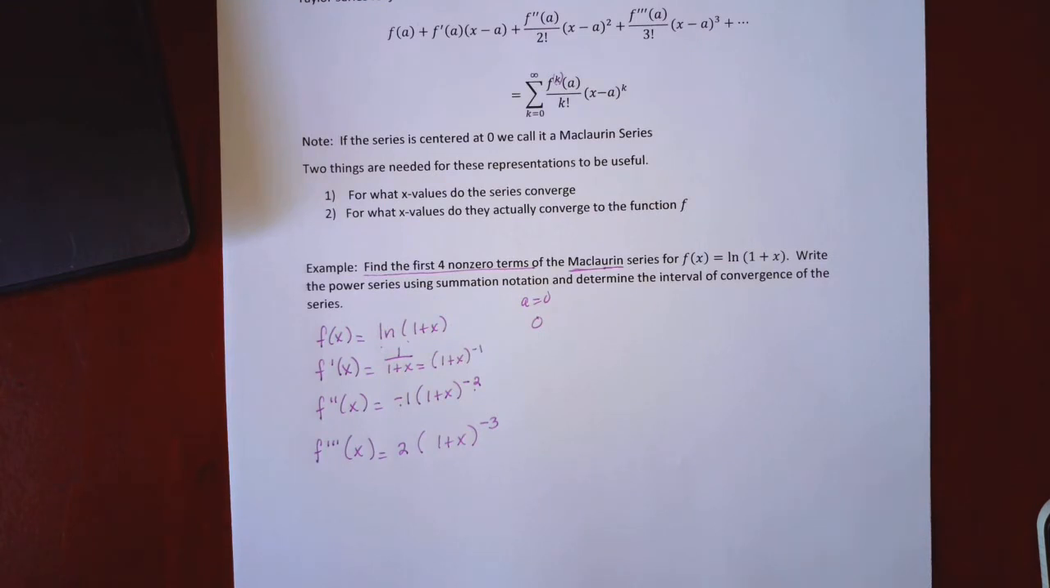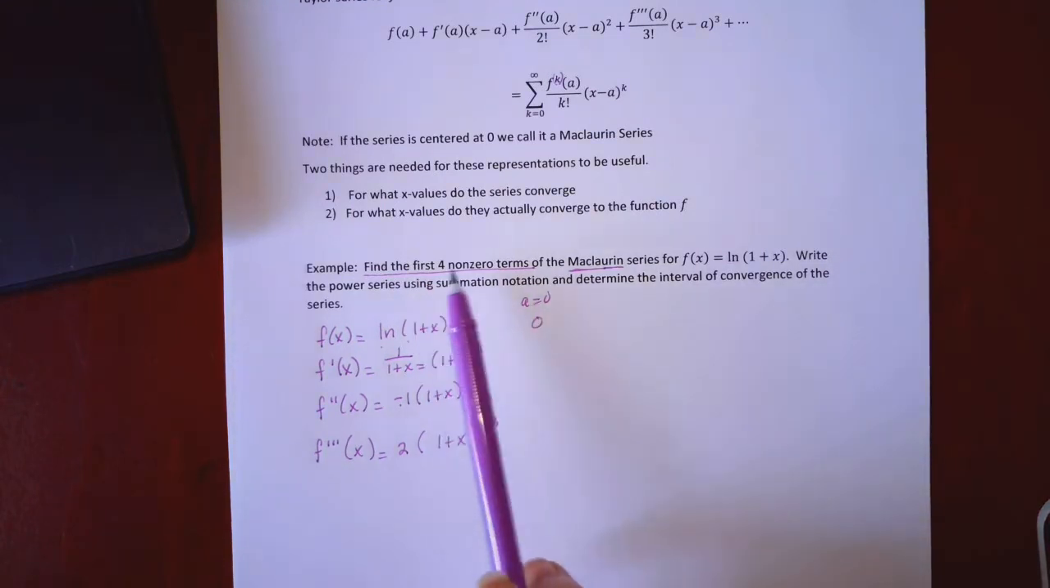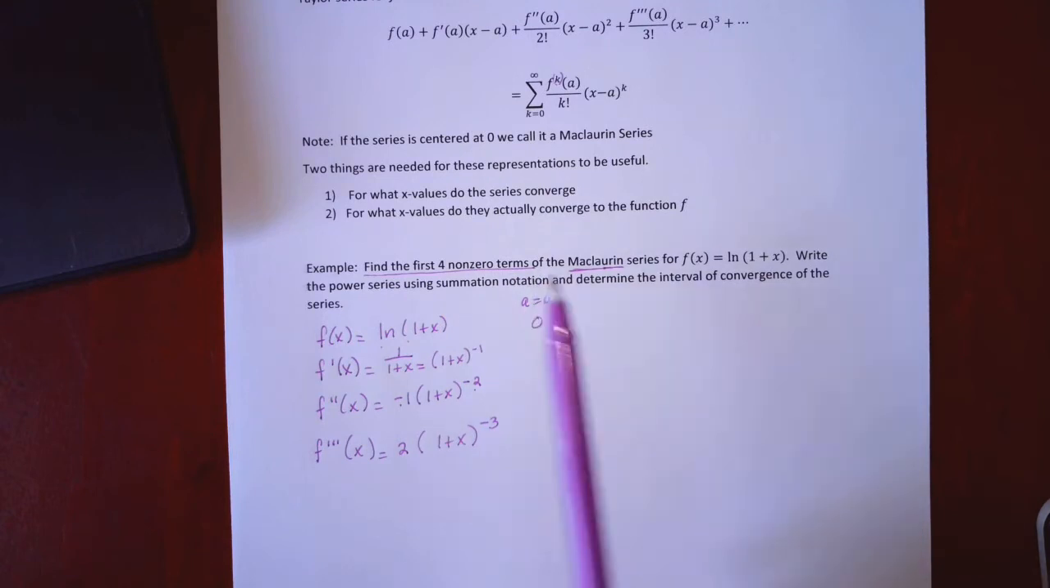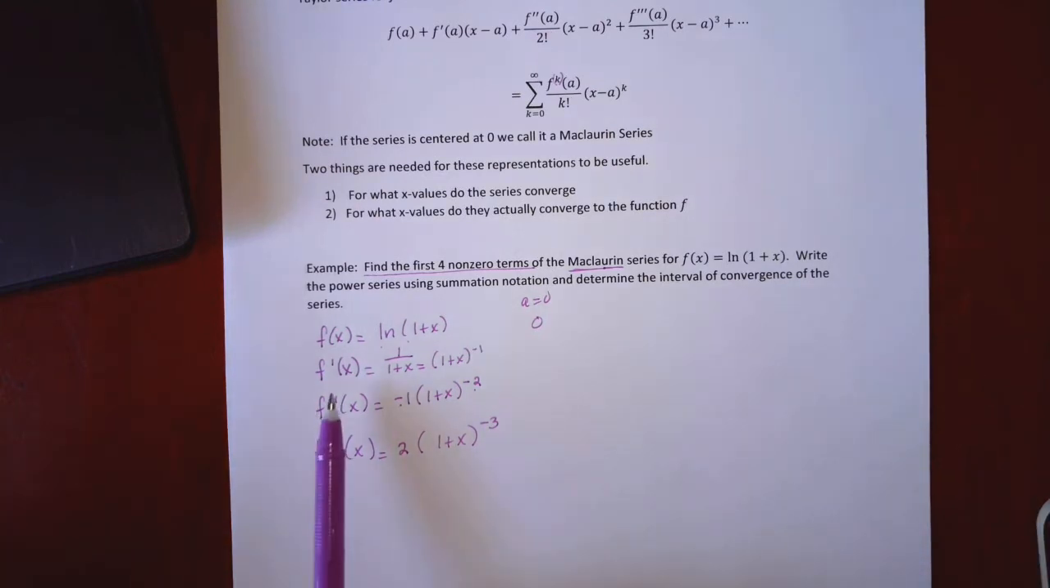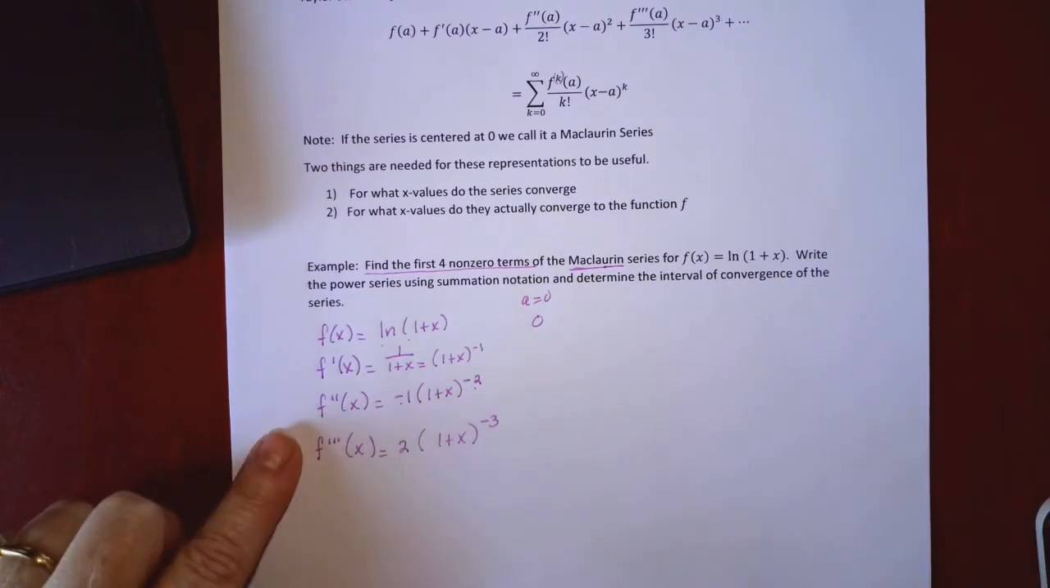Why? Because they asked for the first 4 non-zero terms. Instead of saying they wanted the third degree polynomial or the fourth degree polynomial, they want us to take derivatives until I find 4 coefficients that aren't 0. Okay? I'm going to go ahead and finish plugging these in, and then we'll figure out how many more derivatives we need to take.